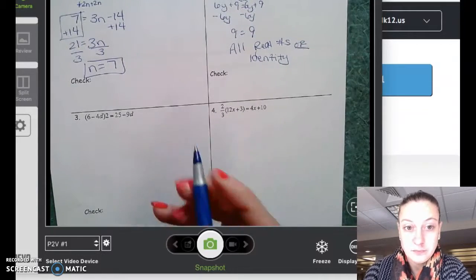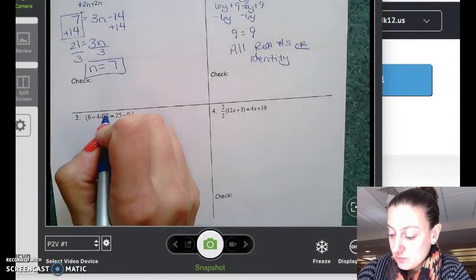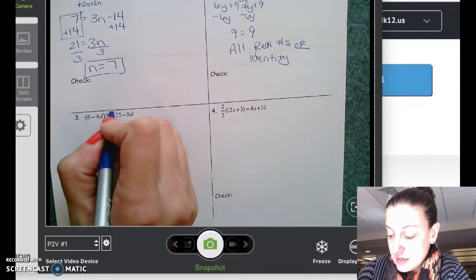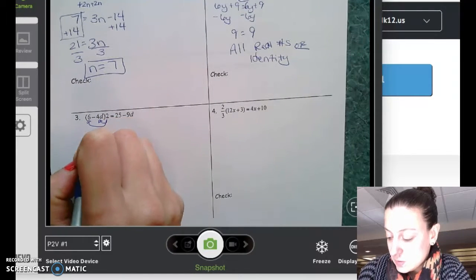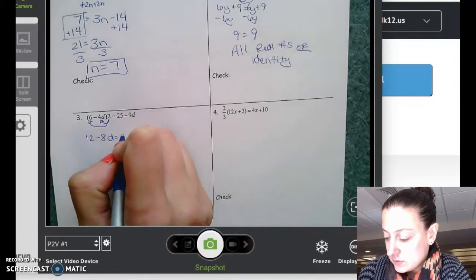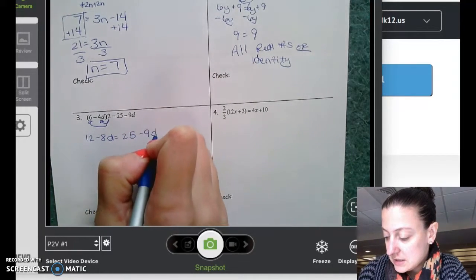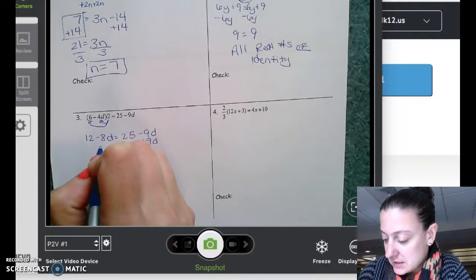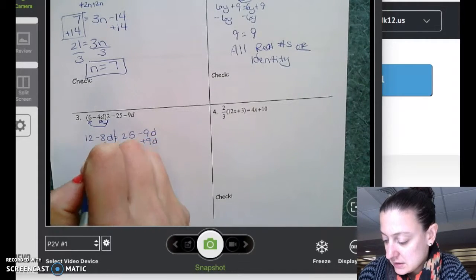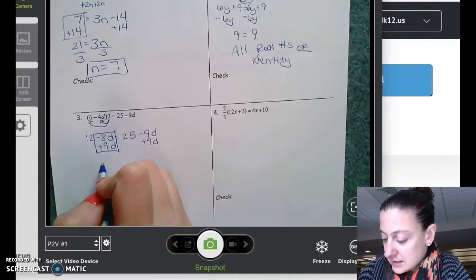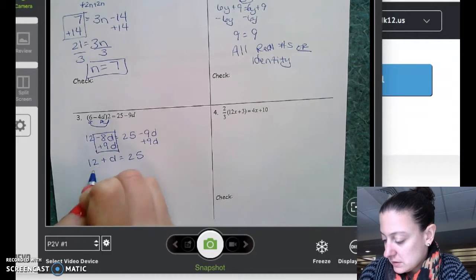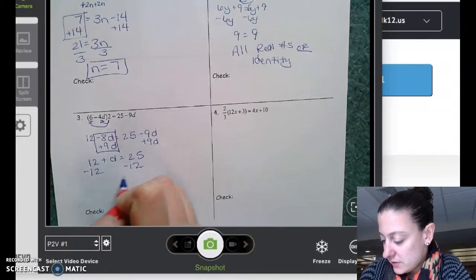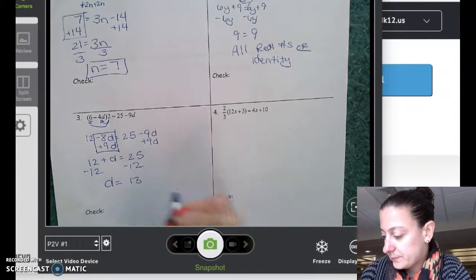Either one's fine. Here, this is directly touching the parentheses. Since it's directly touching, it gets distributed. So 12 minus 8d equals 25 minus 9d. Add 9d to both sides. And that's negative 8 plus 9, which is 1. So now when I subtract 12, I get d equals 13.